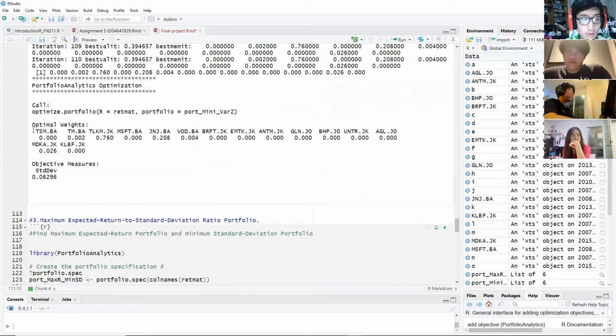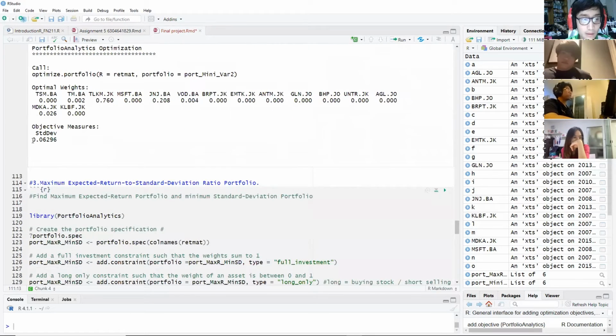Similar to before, we have the weight of each stock that we will invest in, and we get the risk as the standard deviation.